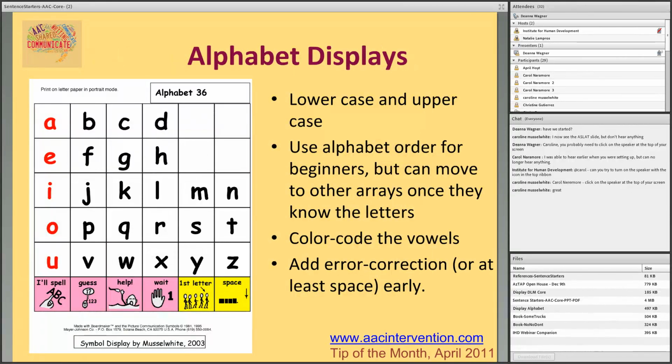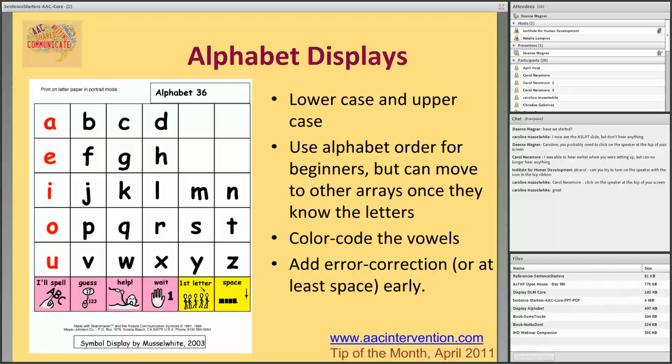Having access to the alphabet, we might want to use something like this. This is an alphabet display that Caroline has on her website. It's the tip of the month from April 2011. There's an uppercase and lowercase, so I've included that in your handouts as well. It's called Display Alphabet. And you'll see the front and the back with the alphabet in alphabetical arrangement. The reason that it's like that is, as a beginner alphabet display, we can help kids get letter awareness. So when it's in alphabet order, they can kind of do the ABC song.